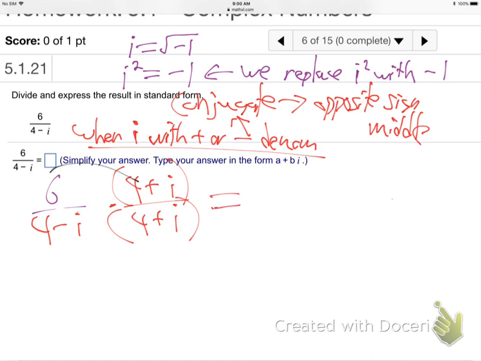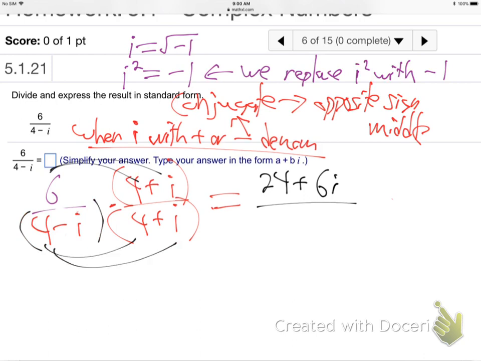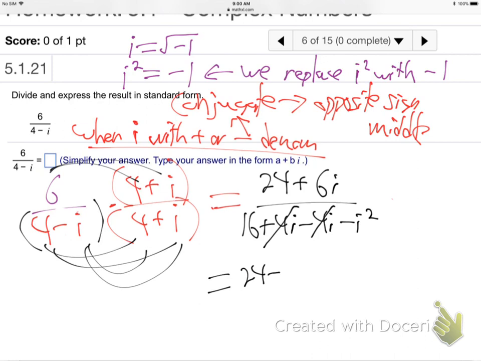All right, so then you just multiply out the top. What are we going to get? That 6 goes boom, boom. 6 times 4 is 24. 6 times I is 6I. Good there. And then we FOIL the bottom. The 4 is going to go to both: 16 plus 4I, minus 4I, minus I squared. These guys cancel. That's perfect. That's why we use the opposite sign, because that's what makes it always cancel. One of each, one plus, one minus. That's why that works.